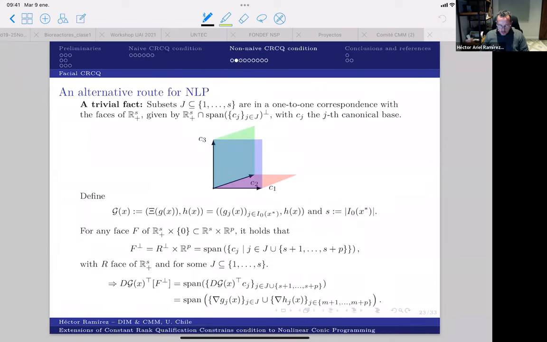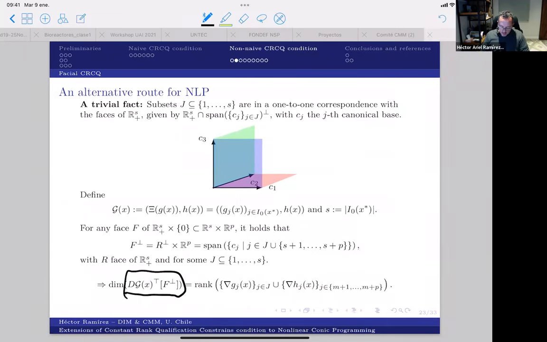And then by a simple computation, when you derive this function and apply it to the orthogonal space of a face, you immediately obtain the span of this product, the transpose of the derivative of the canonical basis, right? For all the indices that define the face. And then again, by simple computation, you just identify a subset of the gradients of the inequalities and all the gradients of the equalities, right? So the dimension of this space coincides with the rank of what we typically use to define constant rank CPLD.